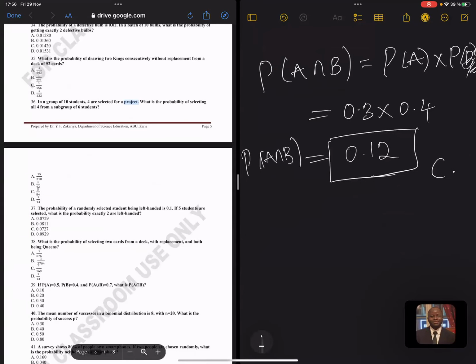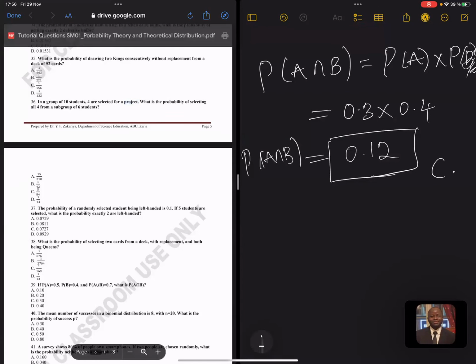It says, in a group of 10 students, 4 are selected for a project. What is the probability of selecting all 4 from a subgroup of 6 students?